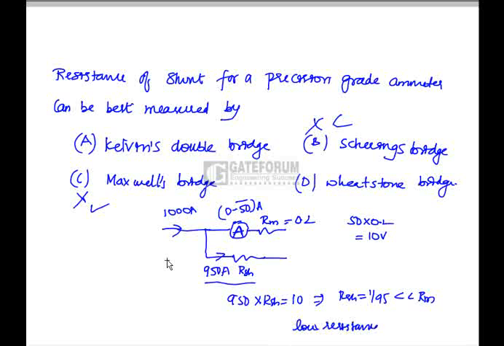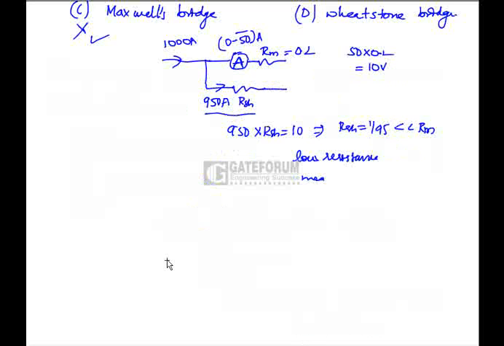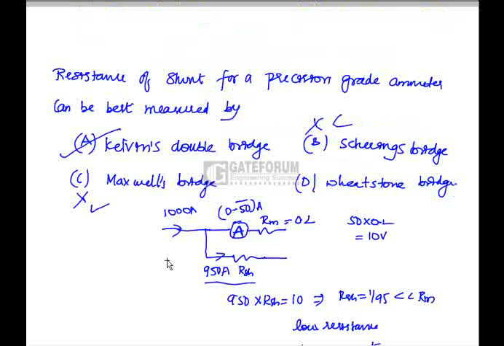The best suited bridge for low resistance measurement is Kelvin's double bridge, whereas option D, Wheatstone bridge, is for medium values of resistance. Low value of resistance means it is less than 1 ohm. So the best bridge to measure it is Kelvin's double bridge.